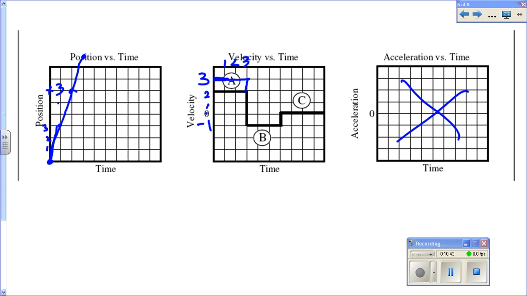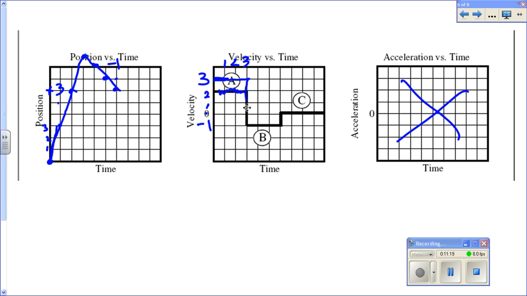So at the 3-second mark, if that's what we had here, we would immediately drop to a -1. So -1 for 1, 2, 3 spots means I'm going to come over 1 and down, over 1 and down, over 1 and down. That means for 3 grids, I'm going -1. So this is a -1 slope to correspond with this part right here.